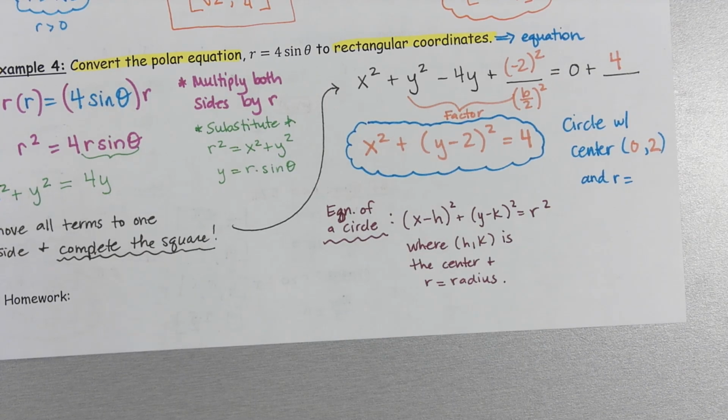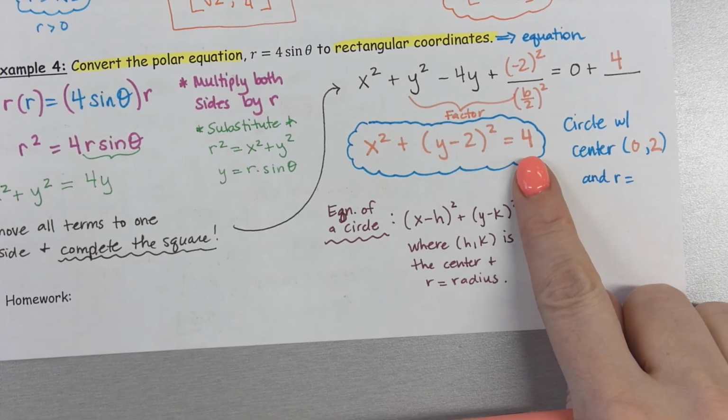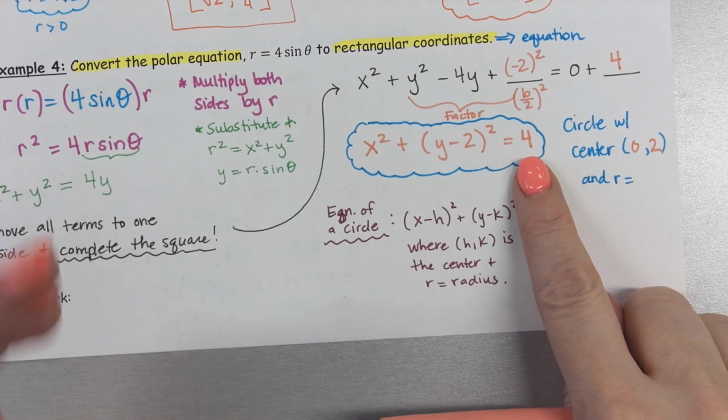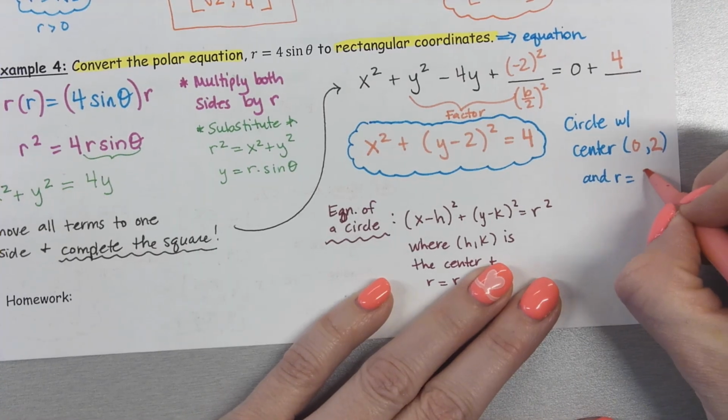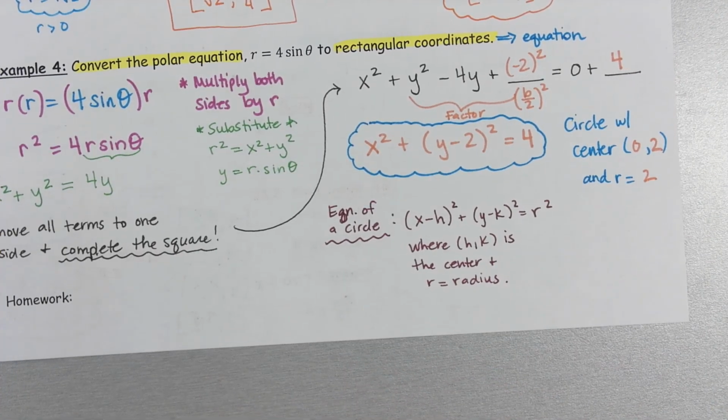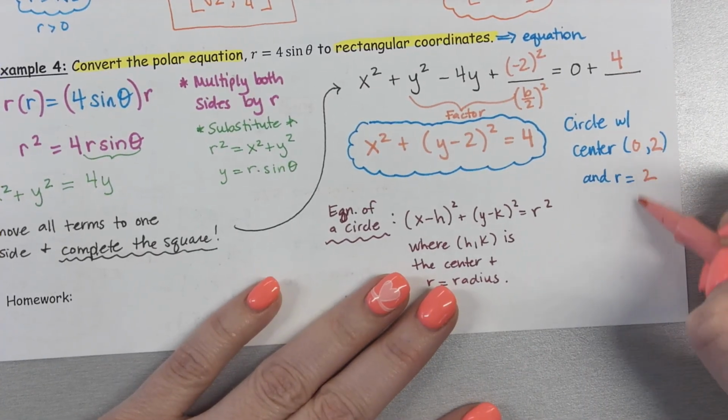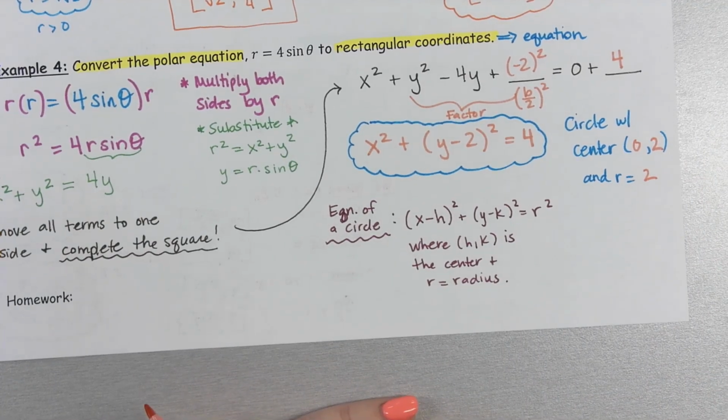And then it's the opposite of what you see. So 2 is correct. And then your radius, you just have to take this value of 4 and do what with it? Square root it. So square root of 4 is going to be 2. Okay? And these will not always be the same. It just so happened for this one.